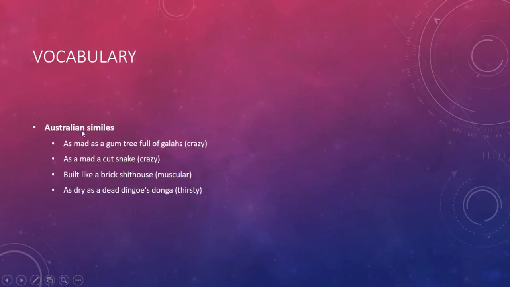And then a lot of similes were used. For example, if you want to call someone crazy, you can say you're as mad as a gum tree full of galahs. Again, you're as mad as a cut snake. A muscular person is built like a brick shit house. When someone is thirsty, you can say, I am as dry as a dead dingo's donga. So these are some Australian similes that are used.